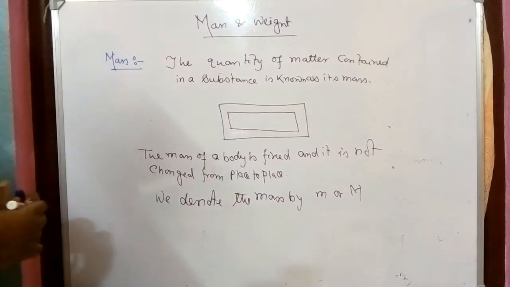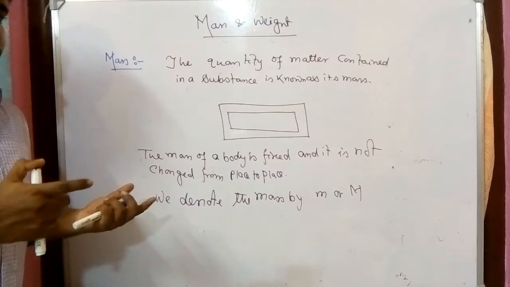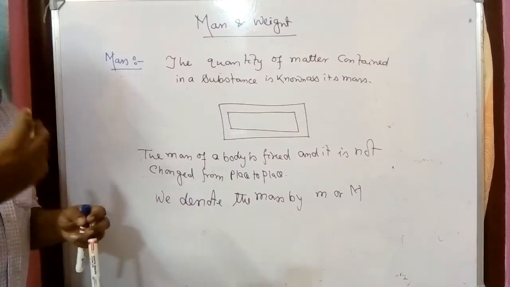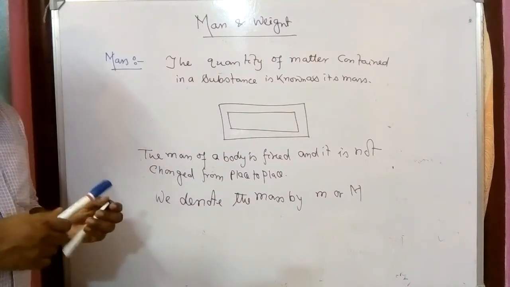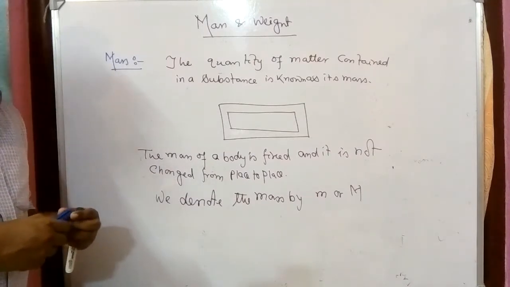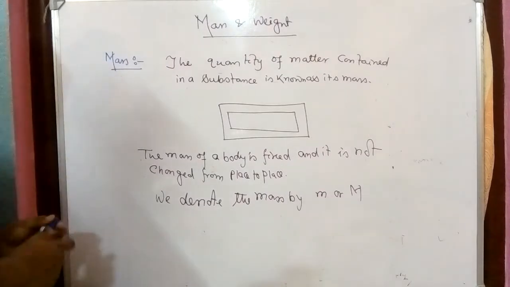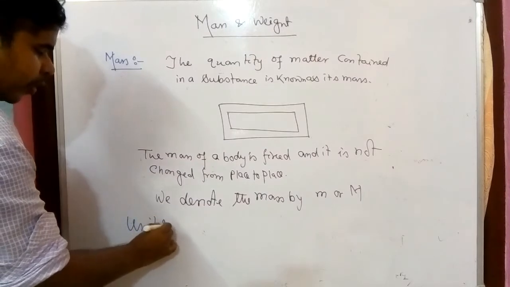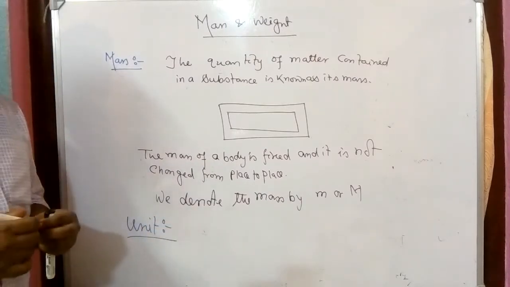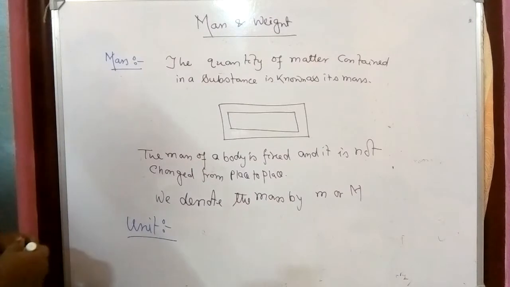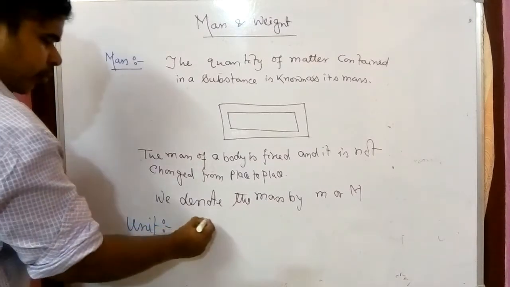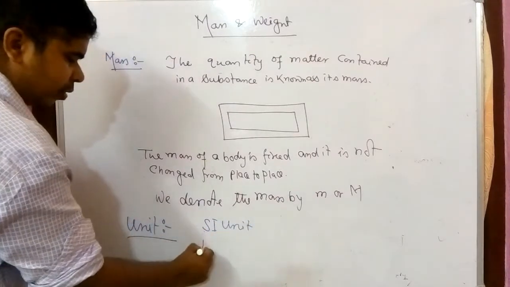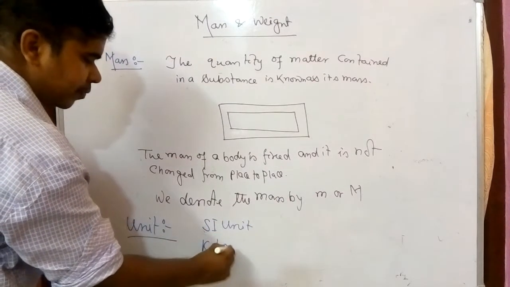Now the question has come that okay, we have learned about mass, but how do we measure it? That is a very important thing. For measuring it, we need a unit. For any physical quantity, we need a unit to measure. What is the unit of mass? The SI unit of mass, that we all know, is kilogram.